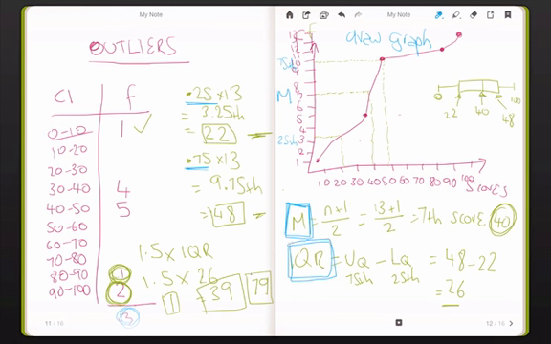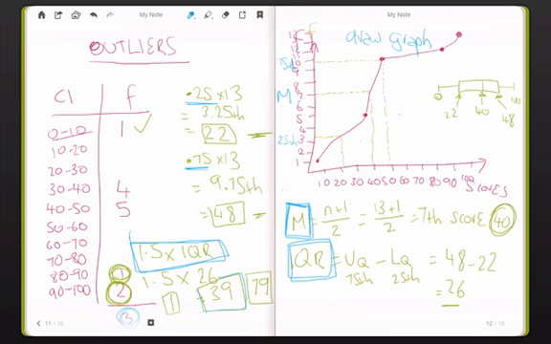Then once you've got that, I know there are a lot of steps. Once you've got that, you do this bit. Just times it by 1.5, and that is how far away from the median you're allowed to be. We were allowed to be 39 away from the median, which we discovered before was 40.